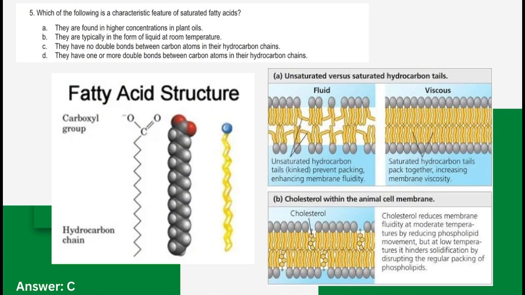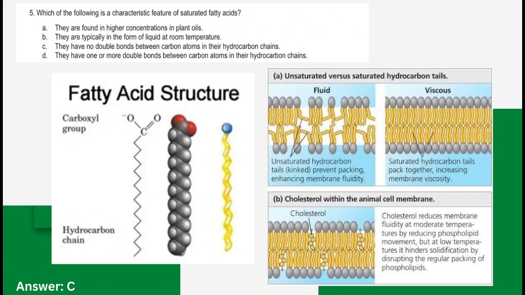Why? One characteristic of unsaturated fatty acids will be the double bond. Okay, so if you will see a double bond in the hydrocarbon chains, that will indicate that it is an unsaturated fatty acid. So that's what we call the point of unsaturation. Okay, why not letter A? Okay, plant oils is mostly unsaturated. So that means when it's unsaturated, there is a presence of double bonds.